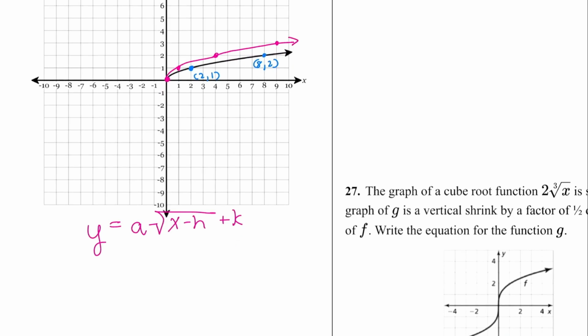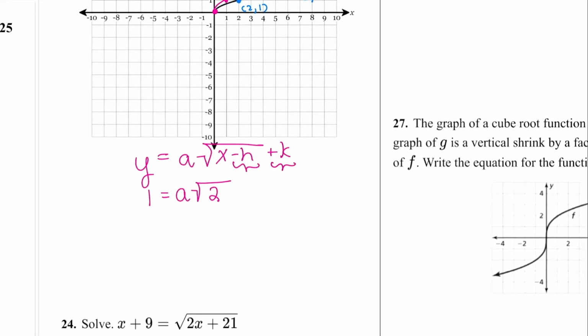Okay, so we're going to start with 1 equals a times the square root of 2. And for h and k, there are no horizontal or vertical transformations. You can tell that by the vertex here. That point does not move between our graphs, so there is no transformation. In order to solve for a, all we would have to do is take the square root of 2 and divide it on both sides.